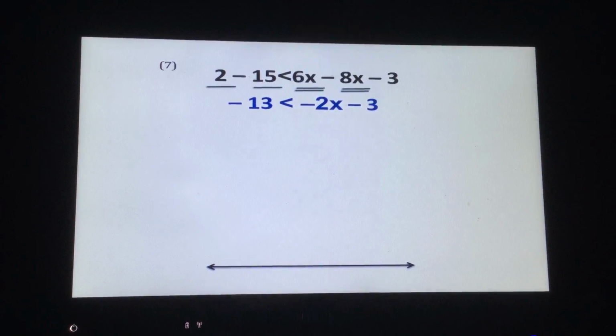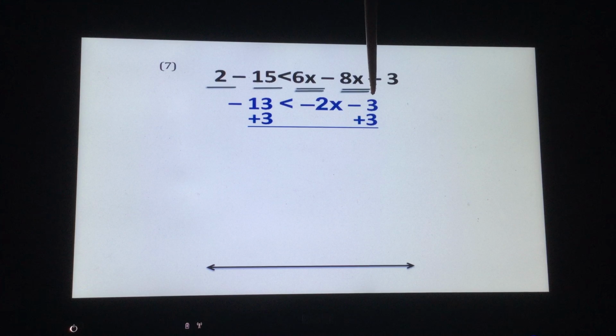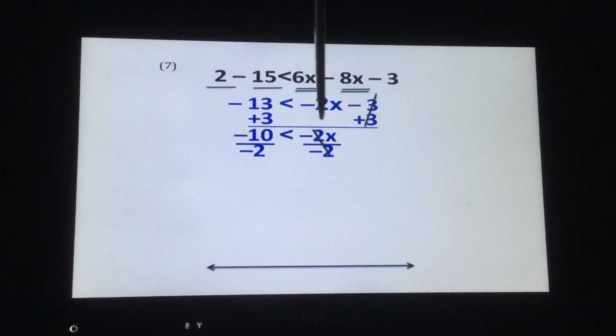Okay, so let's go ahead and get the x by itself. The thing furthest away from x is this negative 3, so let's add 3 to both sides. Those cancel. We get negative 10 is less than negative 2x. How do we get rid of this? Well, we're going to divide both sides by negative 2. That's going to cancel out the negative 2. And again, dividing by a negative changes the sign to a greater than symbol. You wind up getting 5 is greater than x.